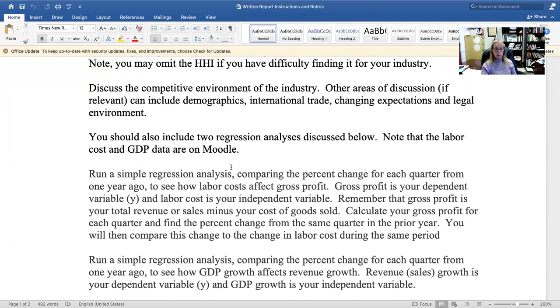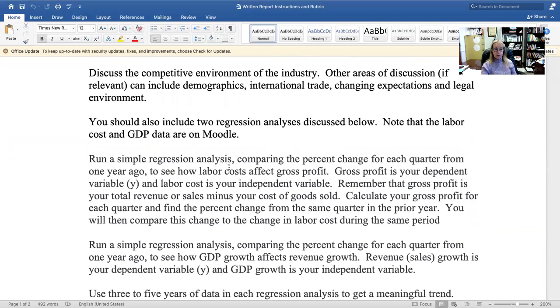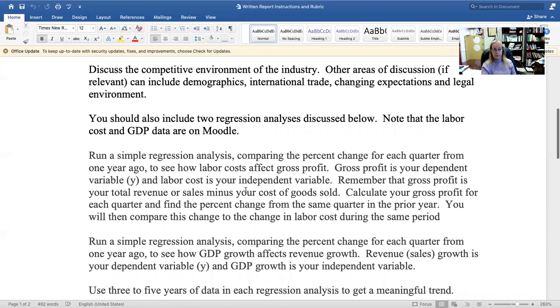So remember, a simple regression analysis is when you have one independent variable to see how that independent variable is affecting your dependent variable. And so you're going to run one regression analysis where you're comparing how labor costs affect your gross profit. So gross profit is your dependent variable. The labor cost is your independent variable. The labor cost numbers are on Moodle. I have that data for you.